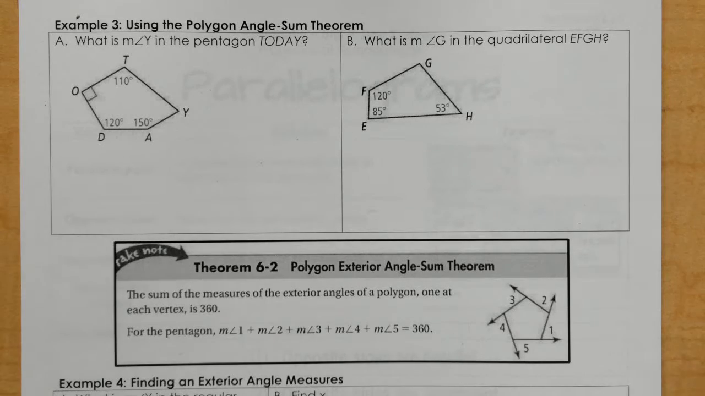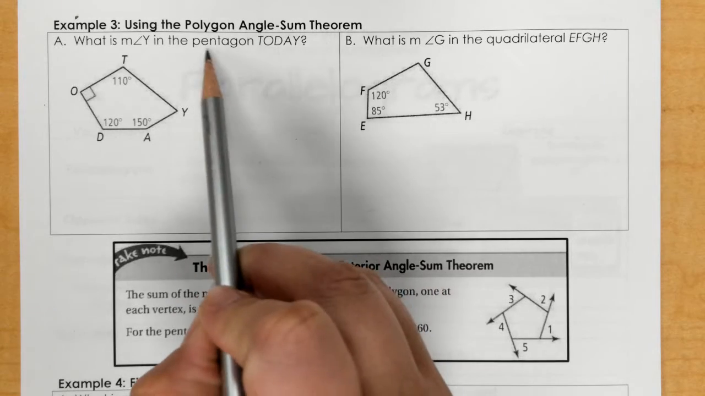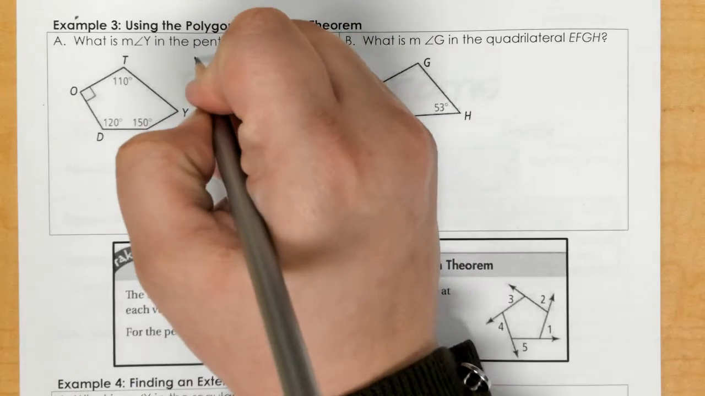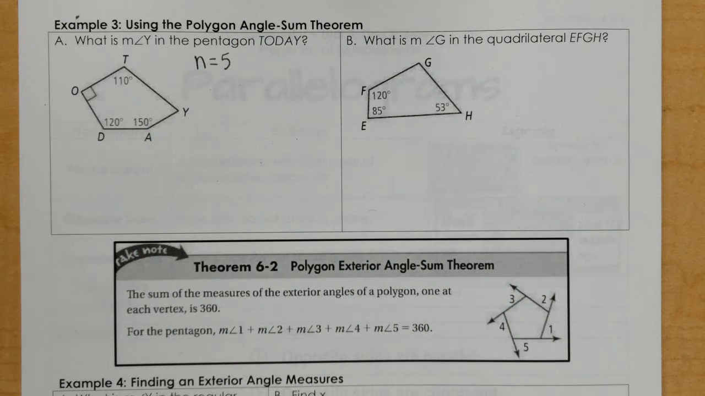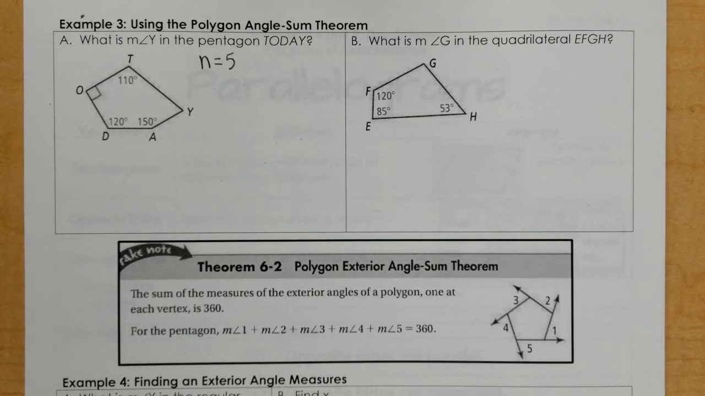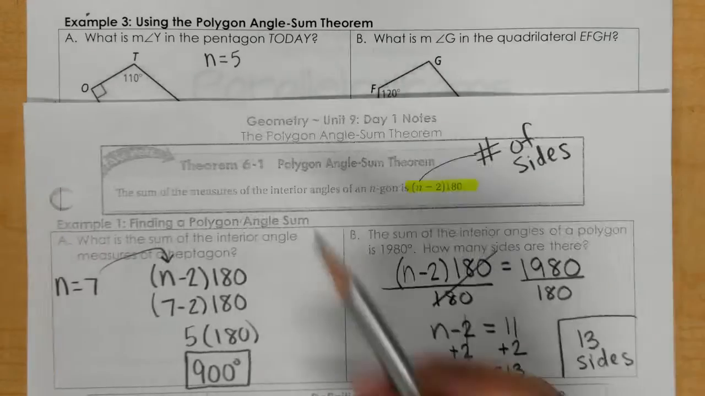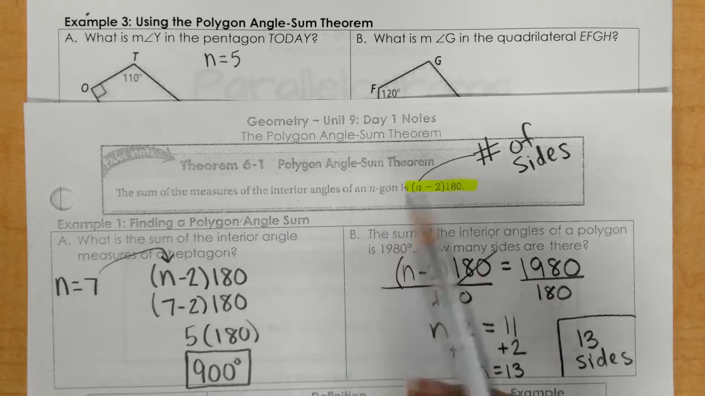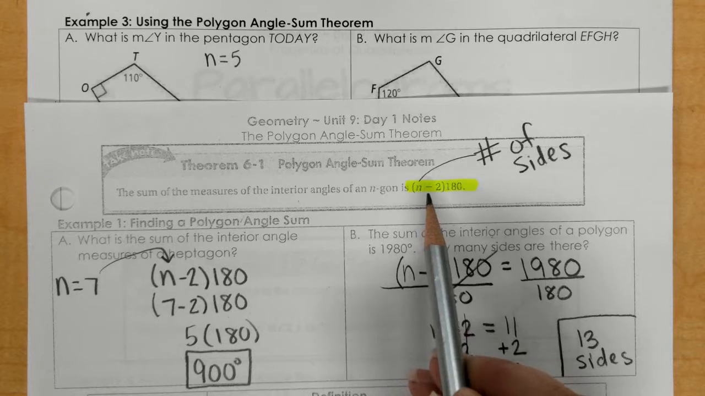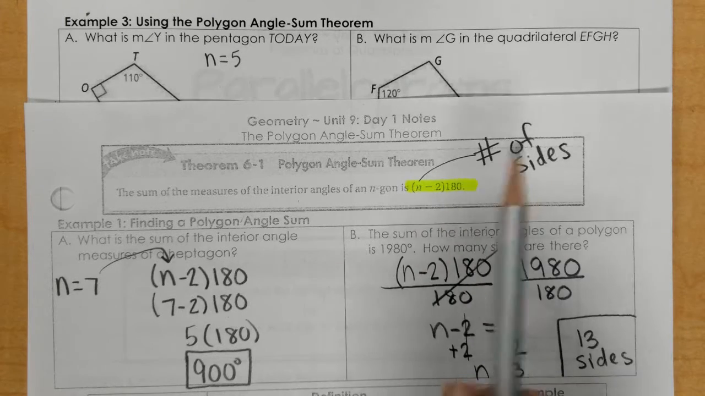For example 3, it says, what is the measure of angle Y in the pentagon? So pentagon means that the number of sides is 5. And on the first page of the notes, you had a formula we used for finding the sum of the measures of the interior angles of a polygon. We use this formula. So this tells us all of the angles in a triangle. If I plugged 3 in, it would give me 180.